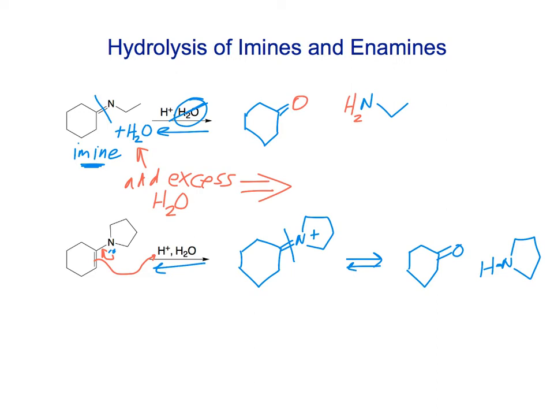Okay? What if we had the ketone and the amine and we wanted to form the imine? Well, the simplest thing here would be to just maybe add an excess of the amine, and that would drive the equilibrium back the other way.